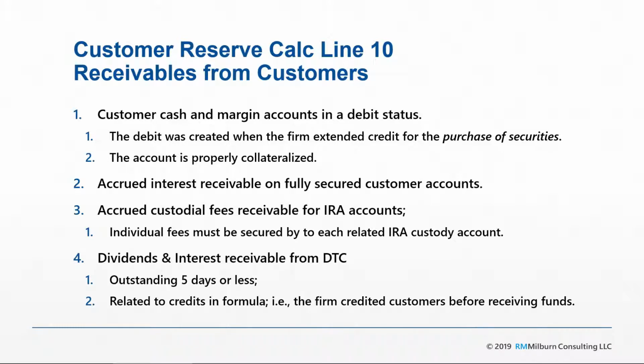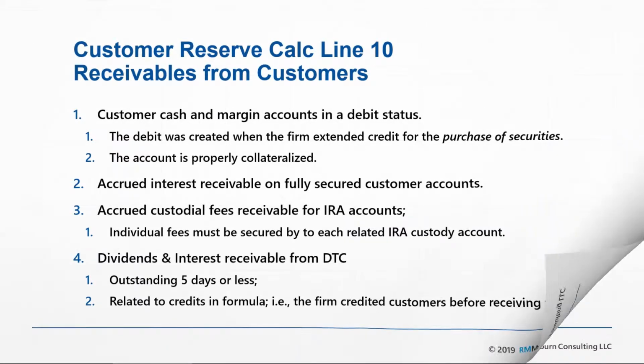It's got to be related to credits in the formula. In other words, the firm credited customers before receiving funds. This generally will occur when the dividend pay date is on the day you're doing the reserve calculation. Say, for example, on that Friday, that's the dividend pay date. The firm credits its customers. The next day, DTC will go ahead and send the money.